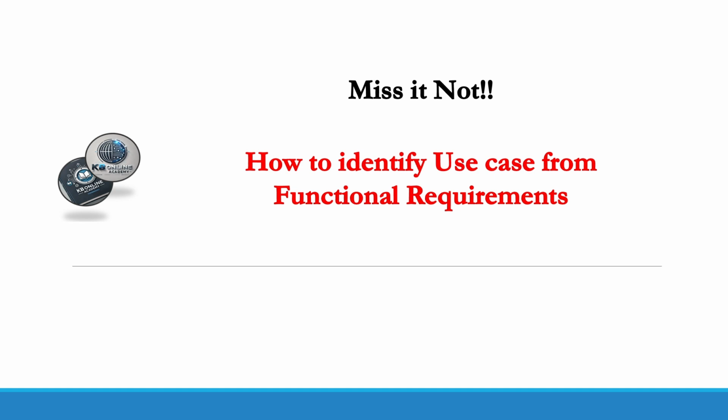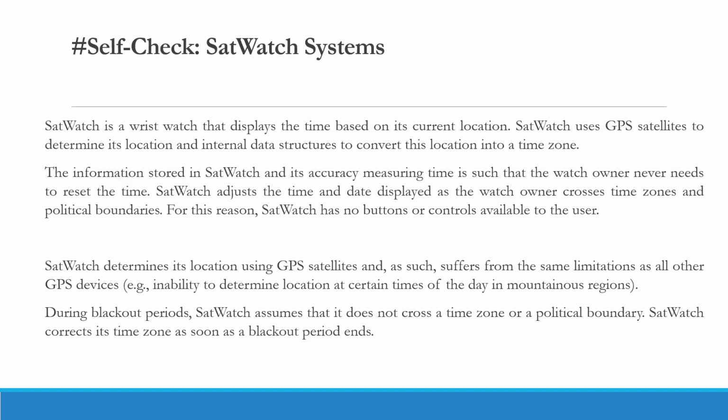So this was the self-check. The self-check is already about the SatWatch system. I can read it like this: the SatWatch is a wristwatch that displays the time based on its current location. SatWatch uses GPS satellites to determine its location and an internal data structure to convert these locations. From this, we are going to extract certain use cases.